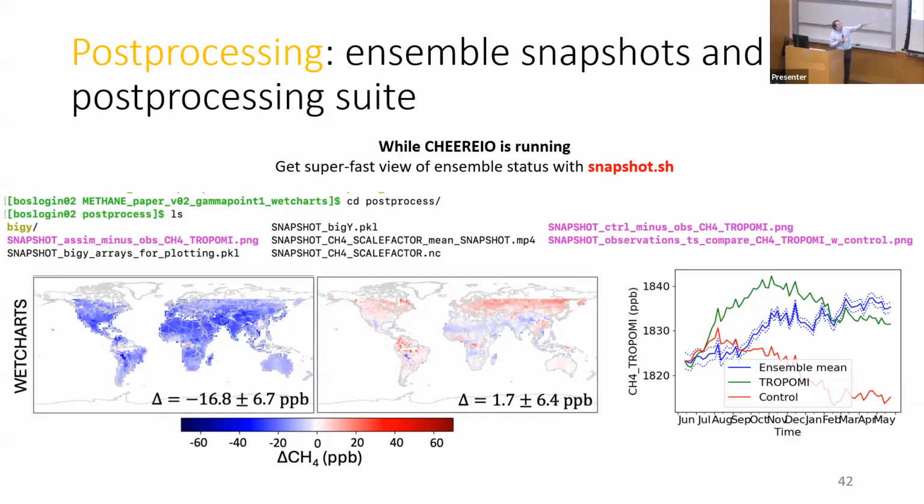So on the left, it's showing you basically the control run, so GEOS-Chem no assimilation minus observations. And you can see that in this case, GEOS-Chem is biased low in methane. This is just the way it was set up. And then on the right is the post-data assimilation one, where we've scaled up methane emissions to better match observations. And you can see that it looks a lot better. And it puts them on the same color bar.